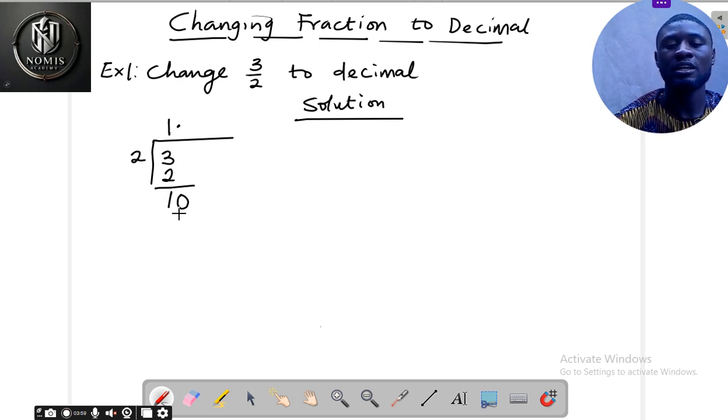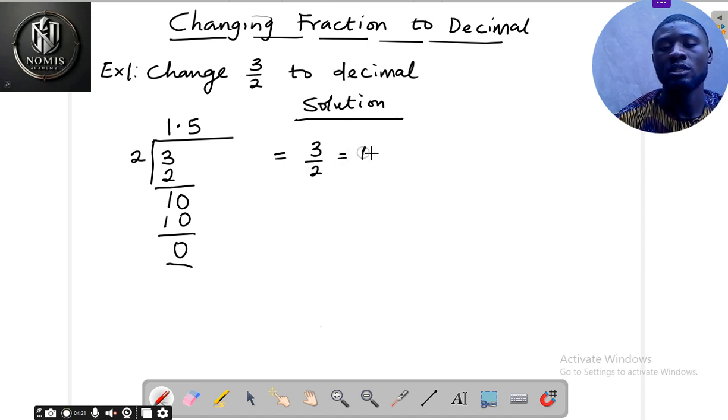So 10 divided by 2, now you have 5. 5 times 2 is 10. Now 10 minus 10 is 0. So we have divided all the numbers till it is 0. Nothing else to be divided. So our final answer is 1.5. So 3/2 is equal to 1.5 without anything remaining. 1.5. So we just converted an improper fraction to a decimal.